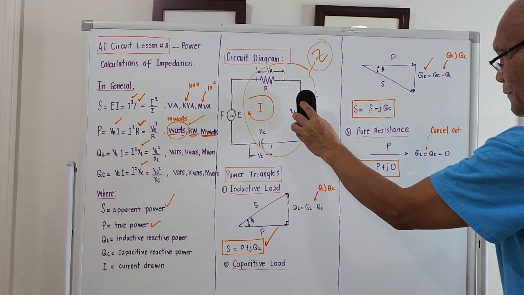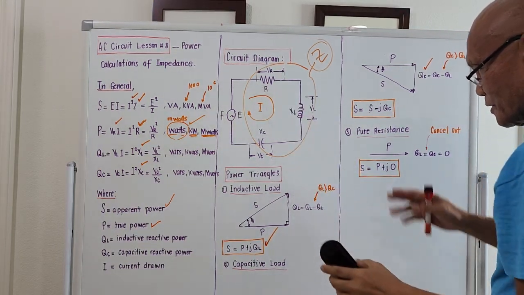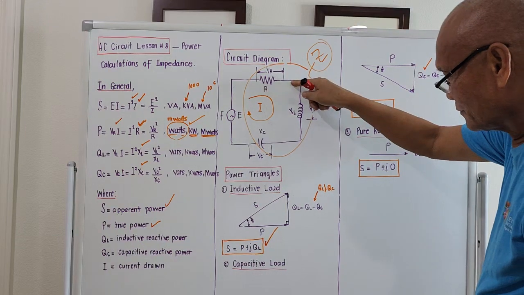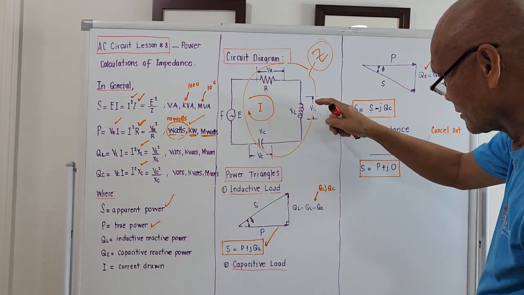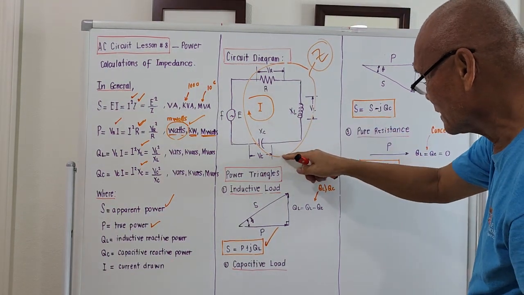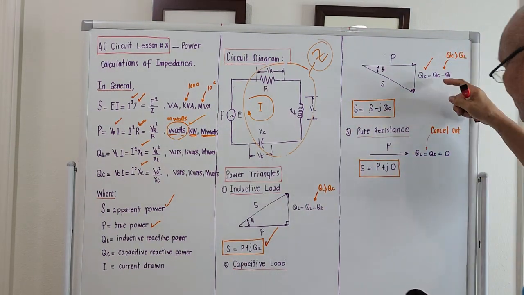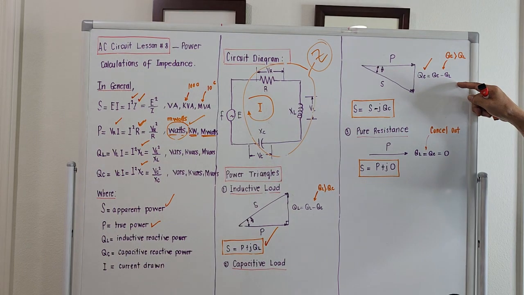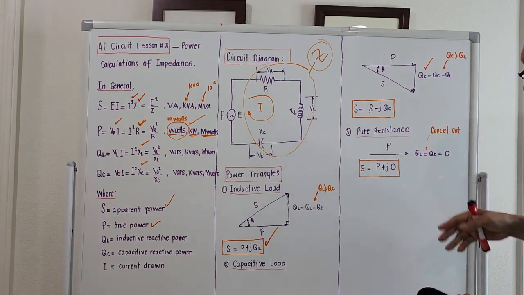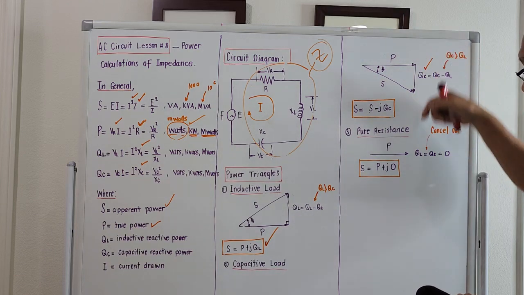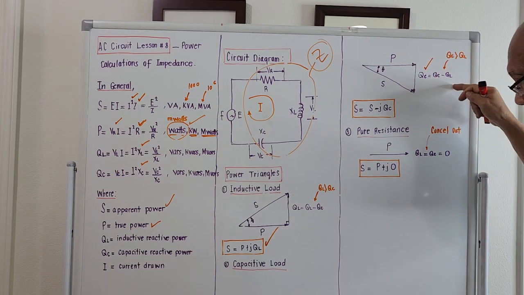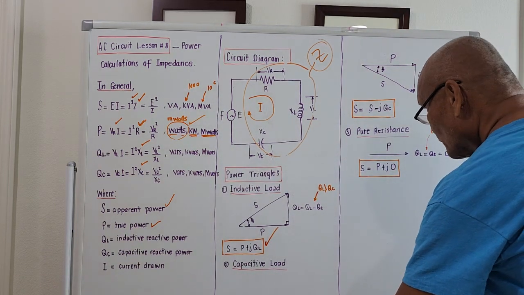Pure capacitive load, or there is an X sub L inserted, but unluckily the consumption of this is less than this. So our net reactive power will be the difference of Q sub C minus Q sub L. Okay, they will subtract, because they're different. The other one is upward, the other one is downward, so it should be the difference.